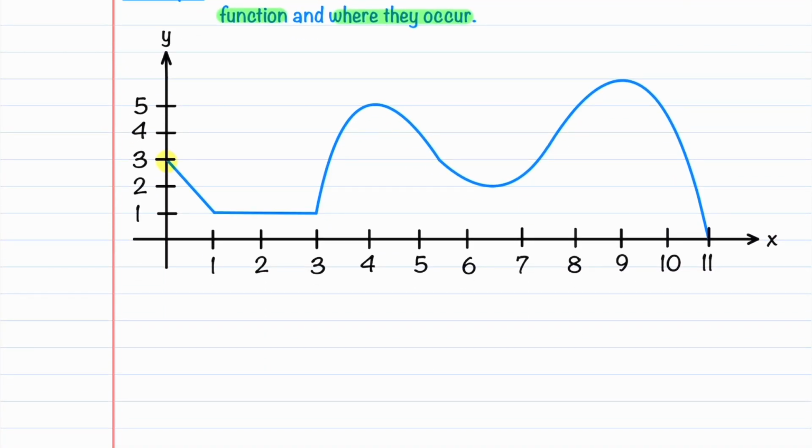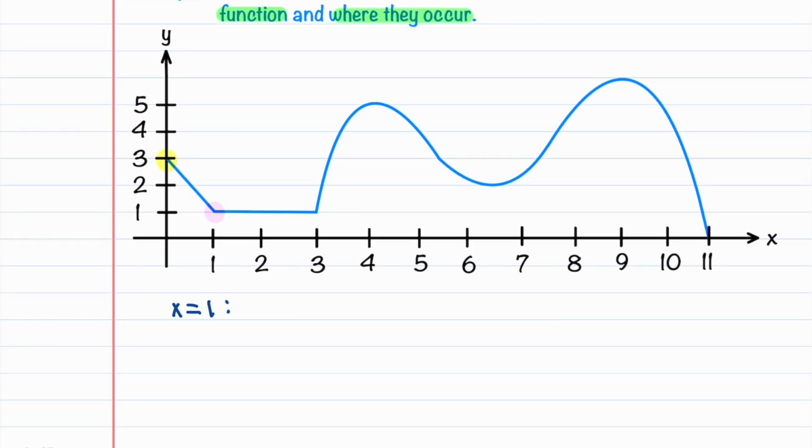Let's now look when x is equal to 1. At x is equal to 1, we have a local min. Our function at x is equal to 1 is less than or equal to the points around it. Let's now look when x is equal to 2.